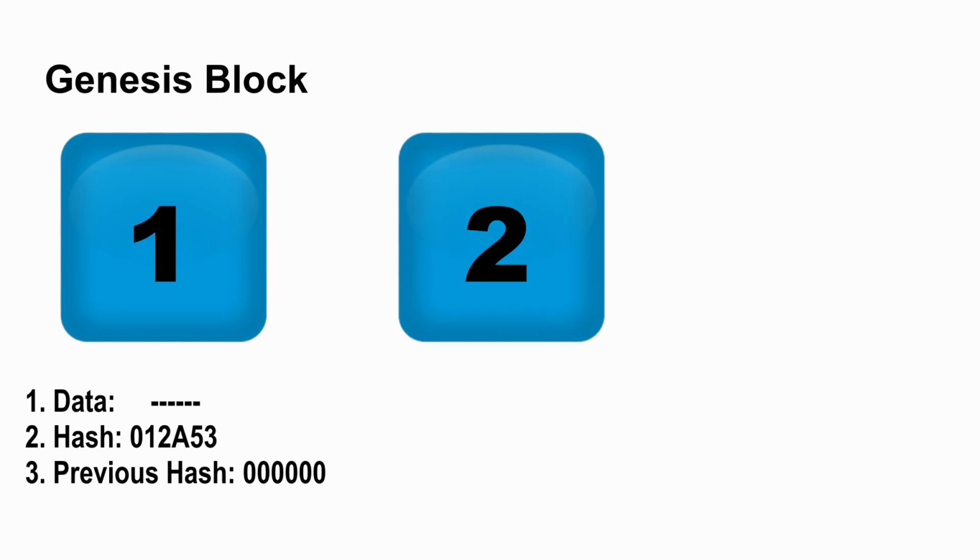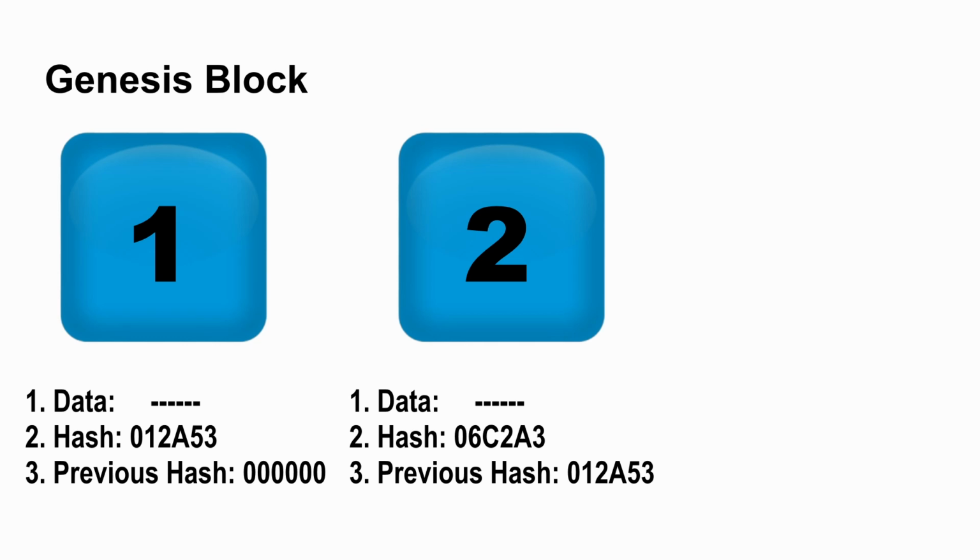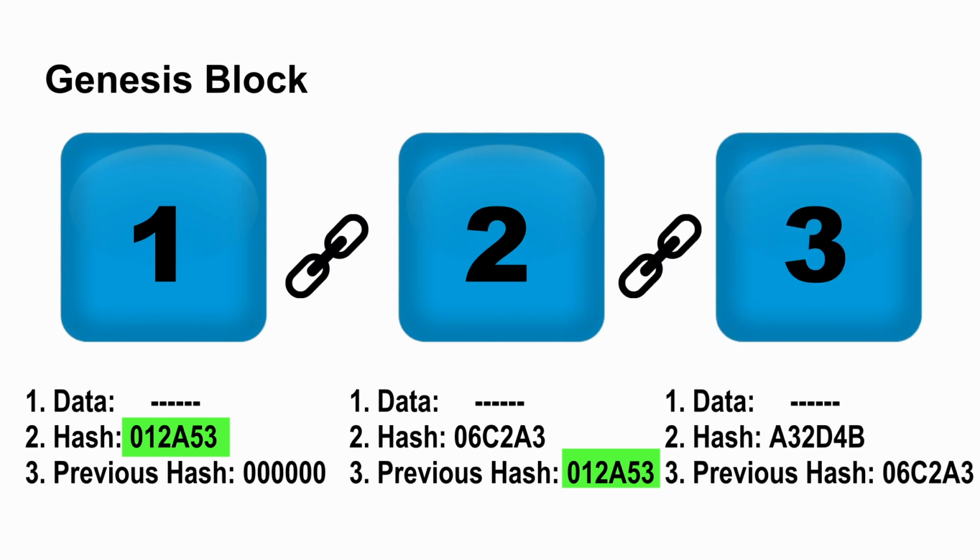Then we have block number 2. It will have some data, previous hash, and its own hash. Here, if you see, the previous hash of block number 2 is exactly the hash of block number 1, and this is where the links come. This is why a blockchain is called a chain of blocks, as the blocks are cryptographically linked to each other through these hashes. Similarly, in block number 3, we have its data and hash, and as previous hash, it has the hash of block number 2.